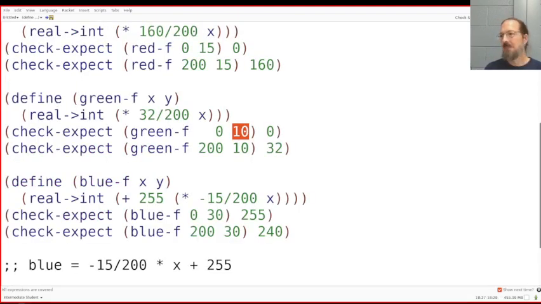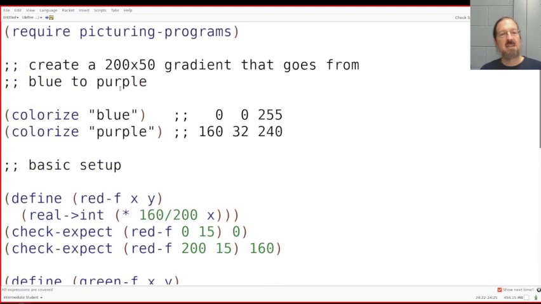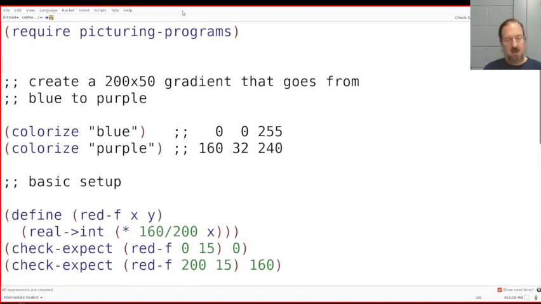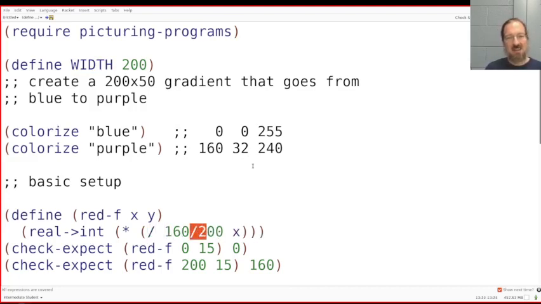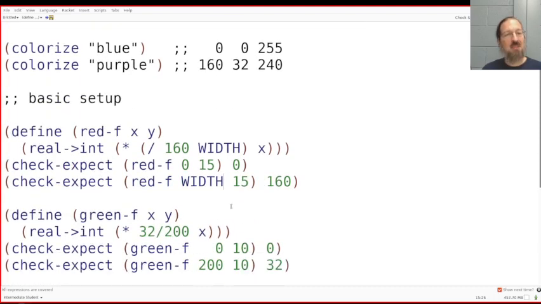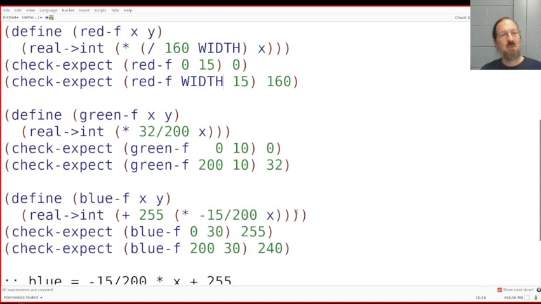Okay. And what about the 200? All of these 200s come from me writing checks on the right-hand side of the gradient. So that's from me saying a 200 by 50 gradient. If I were a better programmer, I'd say define width to be 200, and then I would go through this. Oh, well, then that would cause me to have to make all of these into fractions where I divide by this width and change this number to width. But hey, just for amusement, I will do that.